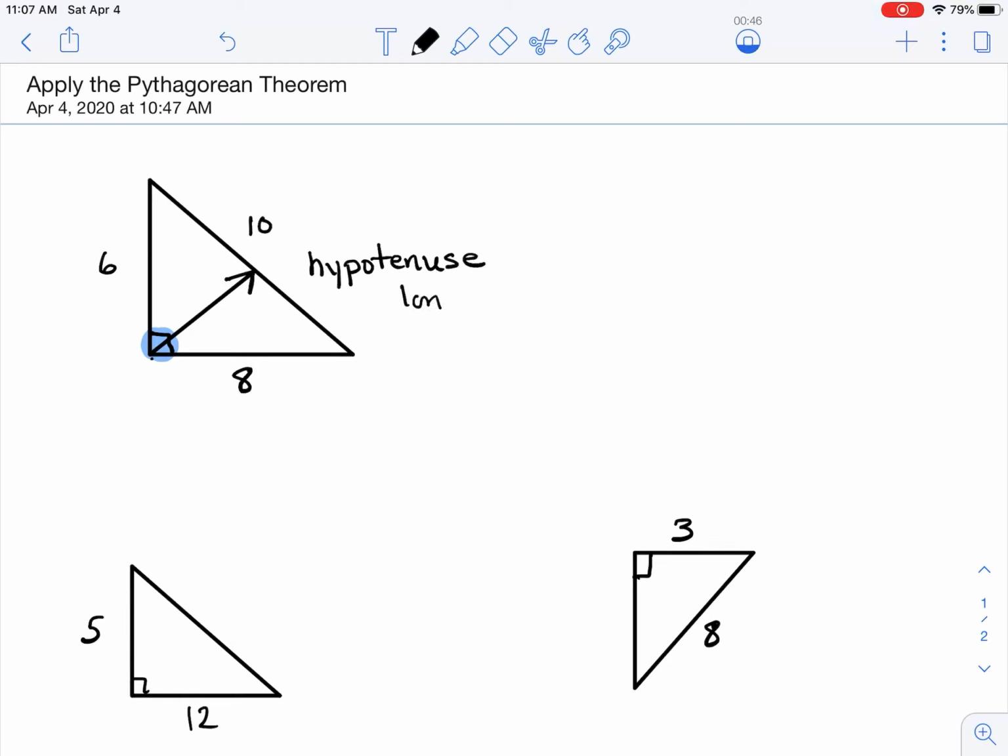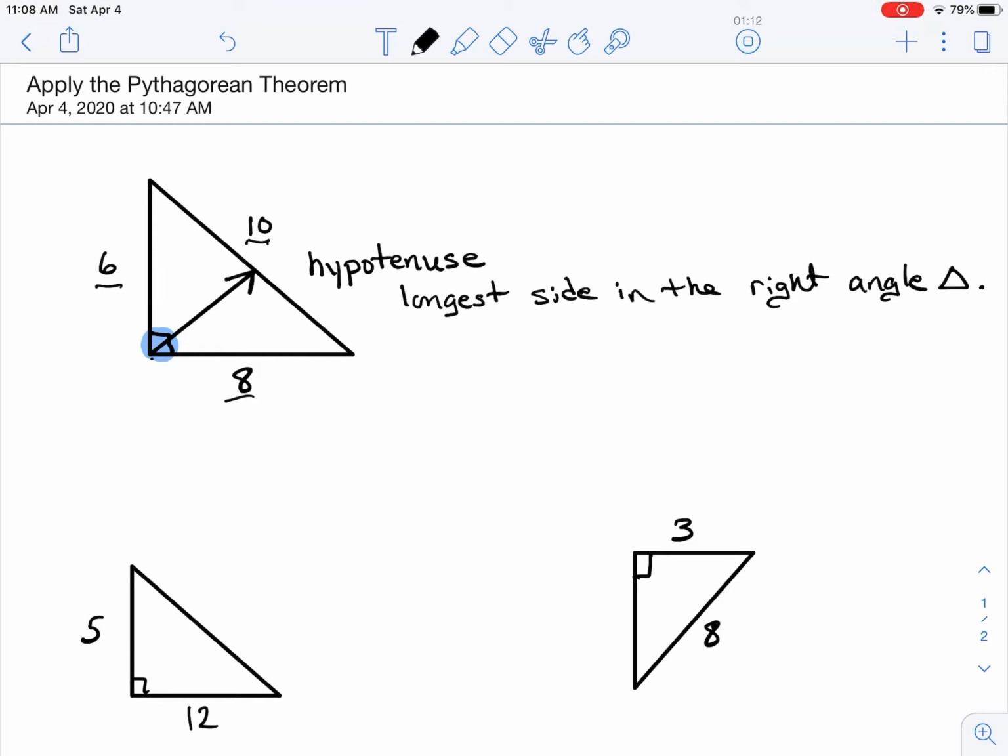The hypotenuse is going to be the longest side in the right angle triangle. So you can see here I've got some dimensions. I'm not going to worry about what the units are here. You can see here I've got that my hypotenuse is 10, and these other two sides are 6 and 8 in length.